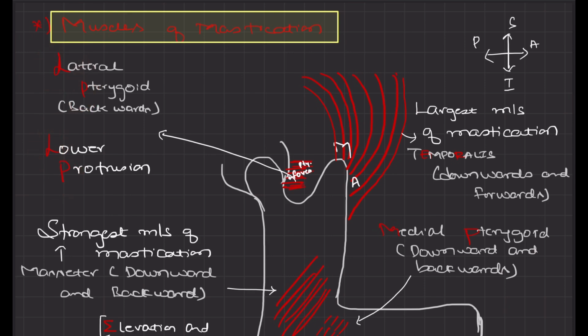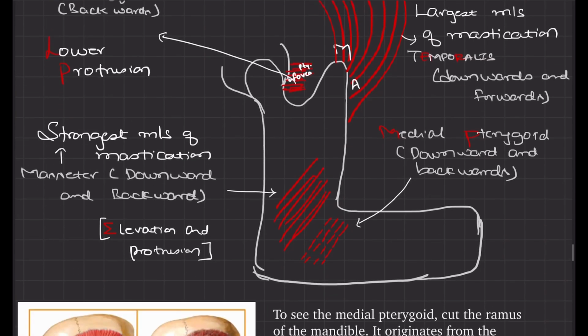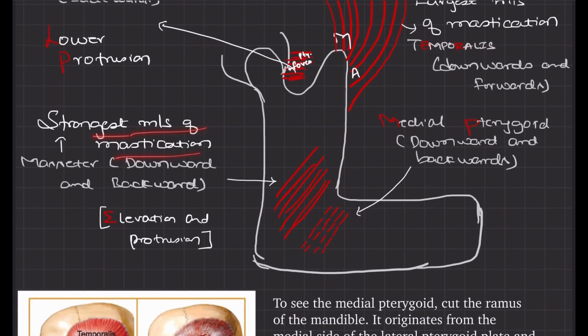Now the fibers of the temporalis go downwards and forwards. From E, it helps in elevation, and R, retraction. This is the largest muscle of mastication. From M is the masseter. Remember, the masseter is the strongest muscle of mastication, and it is present on the lateral side, outside. Its fibers go downwards and backwards, and it helps in elevation and protraction.